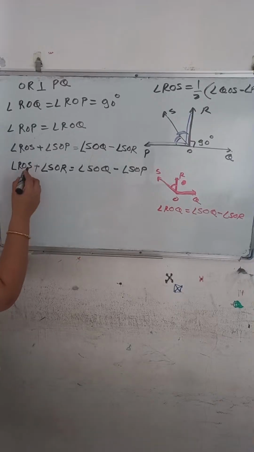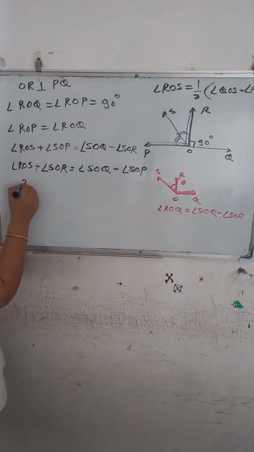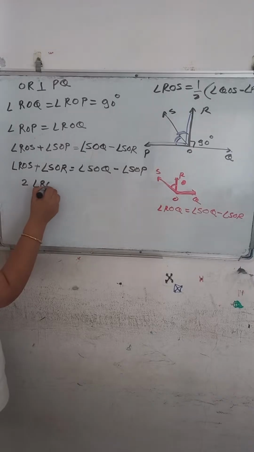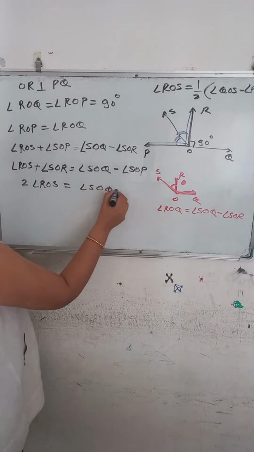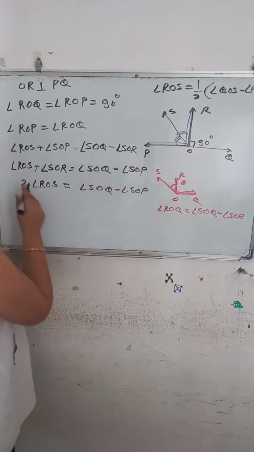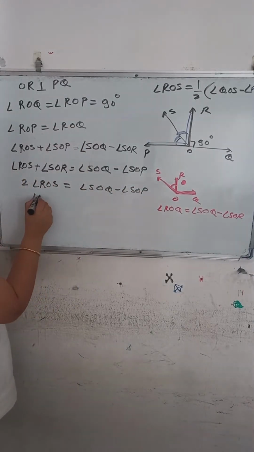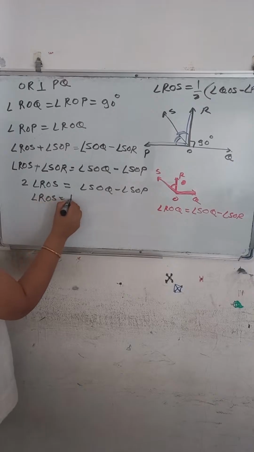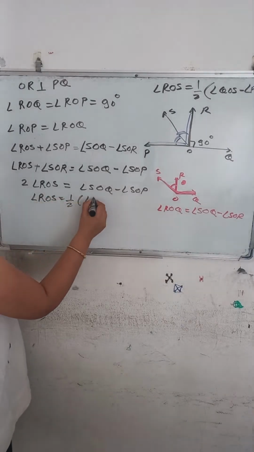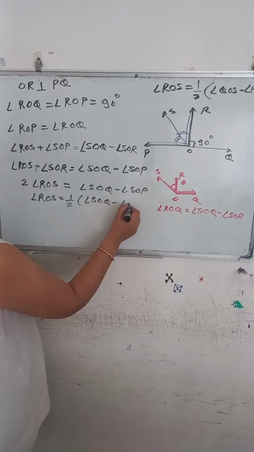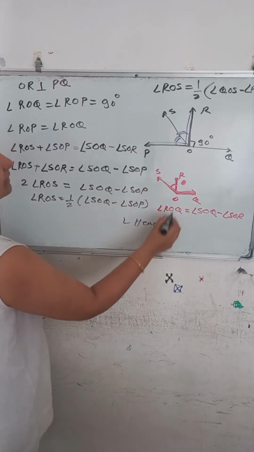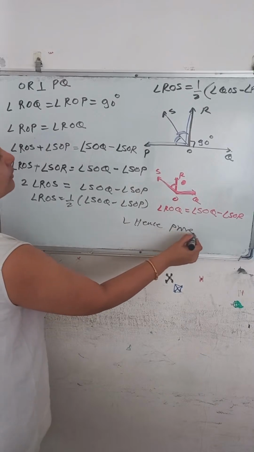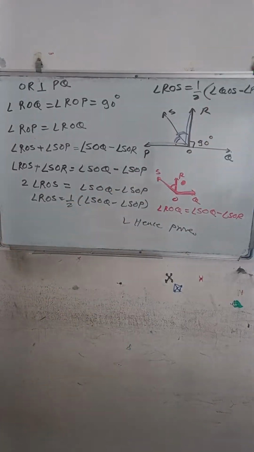So similarly here ROS plus ROS is twice the angle. ROS is equal to, I can write here, SOQ minus SOP. So transpose this 2 to that side. So I can write ROS is equal to half the angle SOQ minus SOP. Hence proved. This is what I want here. See, the same thing we got.